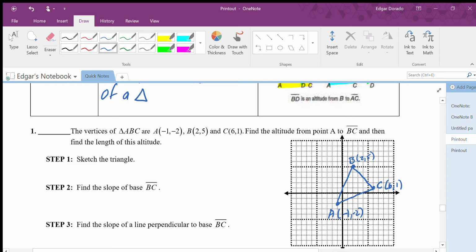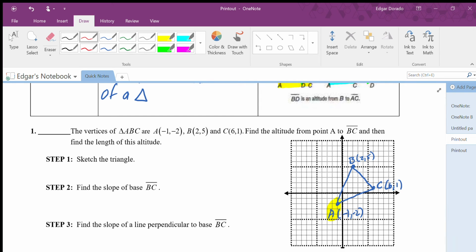It says find the altitude from point A to BC and then find the length of its altitude. So we're going to be making an altitude from A, from this vertex right here, to the opposite side. And just as a preliminary drawing, we're going to make something that looks something like this that makes a 90-degree angle. We just don't know where that's going to fall yet. We have to follow our steps before we get to that point. All right, so let's see what we have to do.